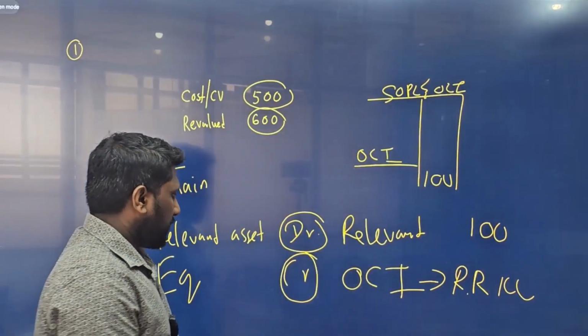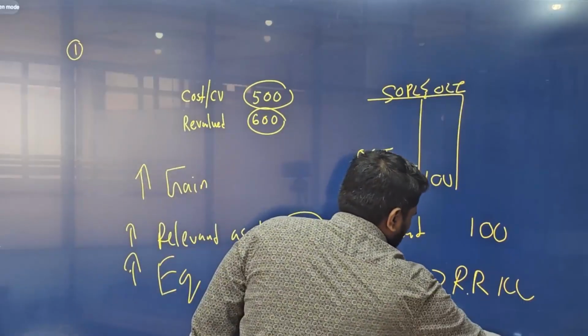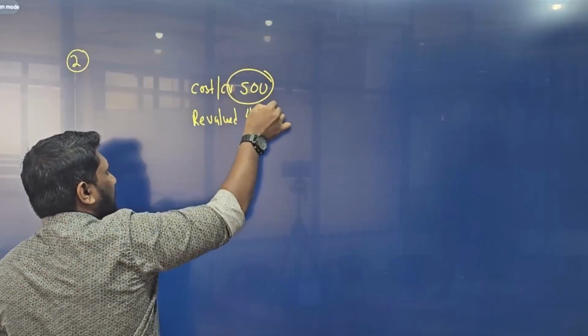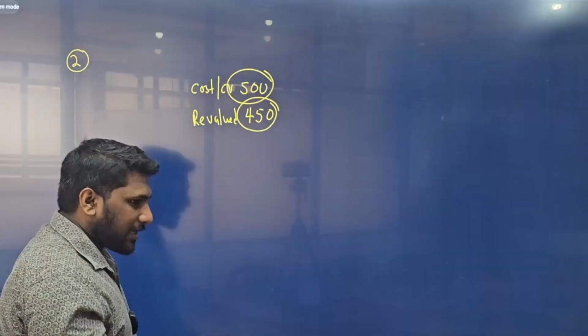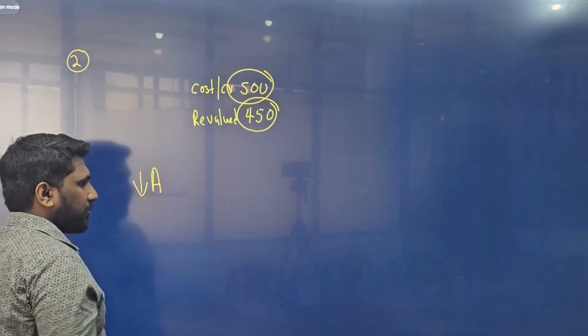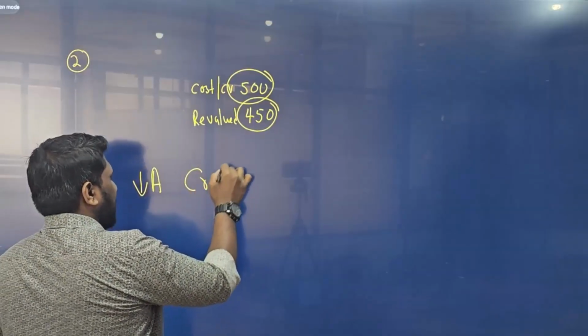Now let's move to the next one. Here you see the value of the asset is 500. It has gone down to 450. So the value of the asset has decreased this time. So credit the relevant asset.